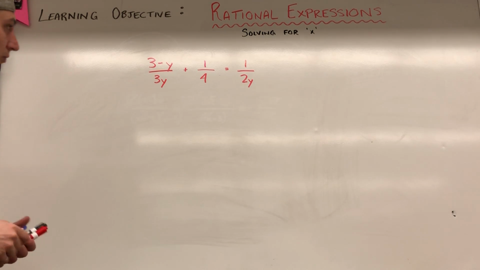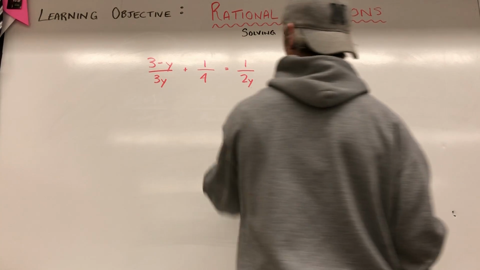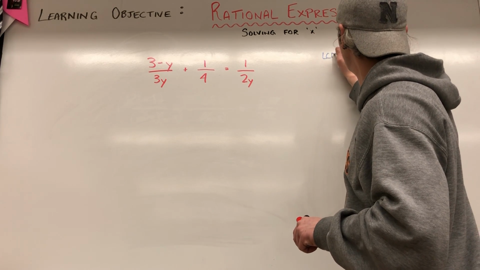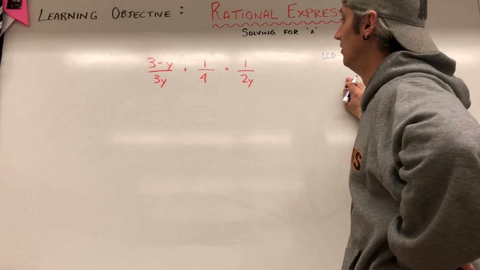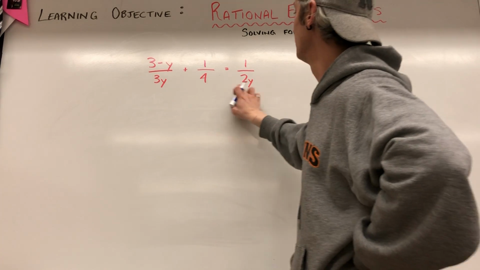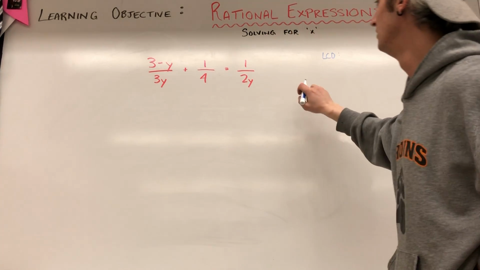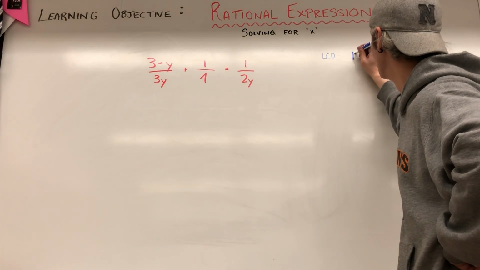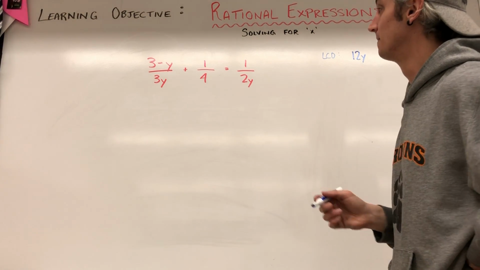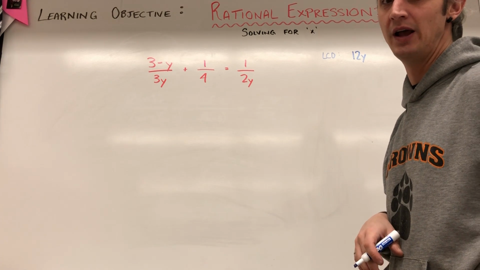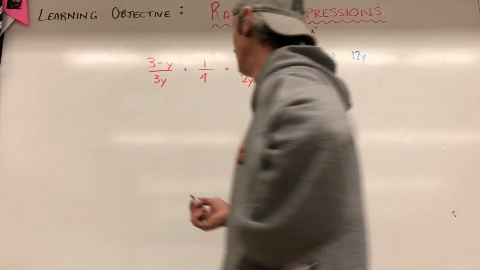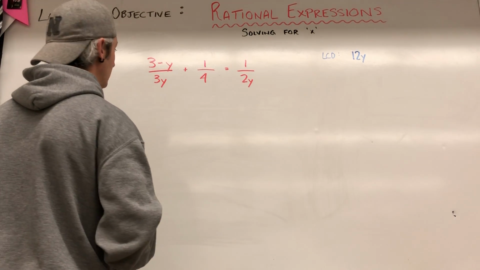Now what would my lowest common denominator on this be? Well, from a number perspective, it's 12, but then I also have y's. So it's going to be 12y. 12y is my lowest common denominator here. I could have used 24y, but 12y is my lowest, so I'm going to use that one. So I'm going to multiply out both sides by 12y.